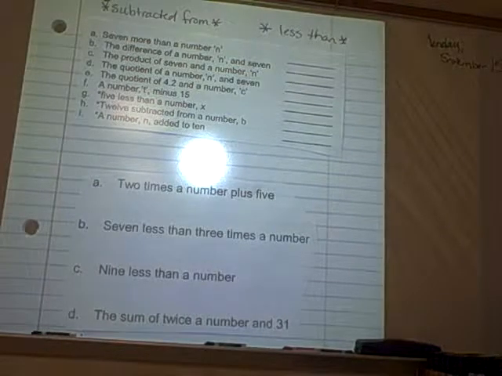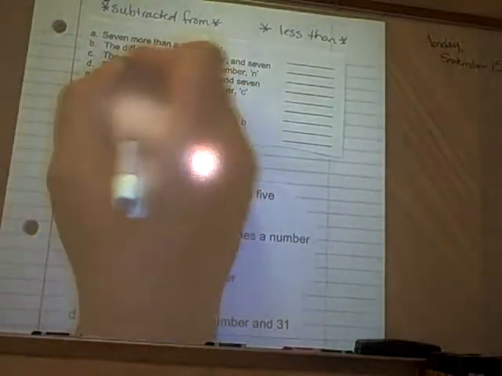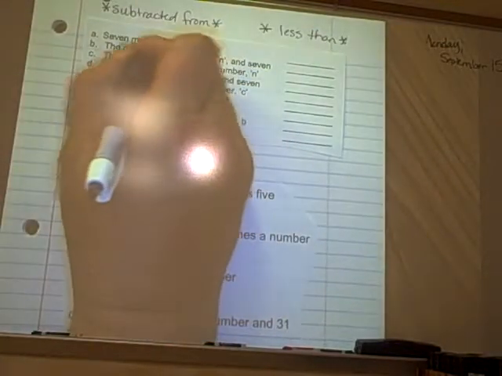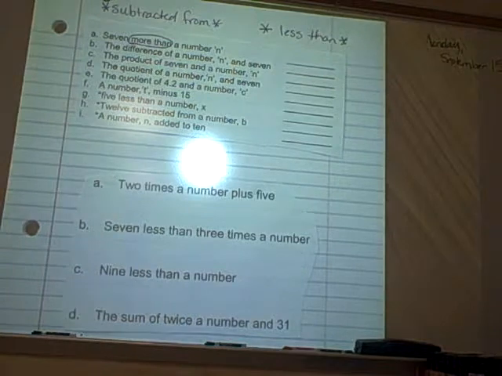All right. So 7 more than a number n. Our keyword is more than. So circle that.